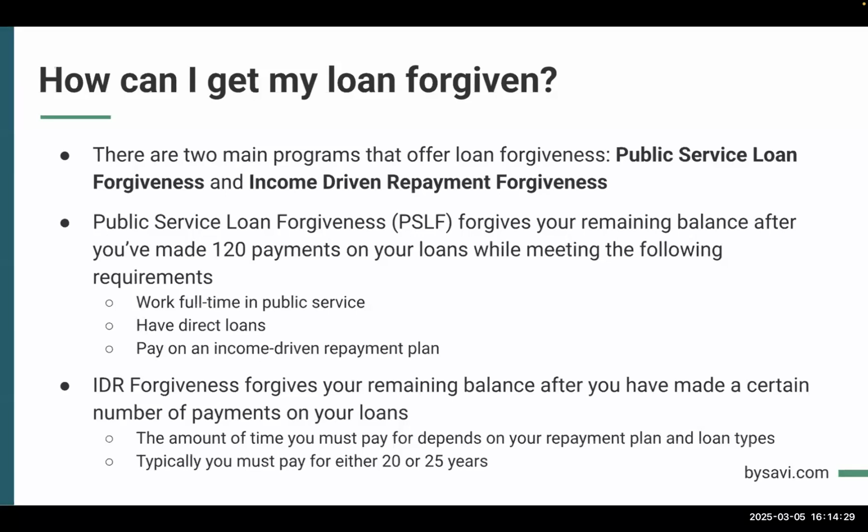Income-driven repayment plan forgiveness forgives your remaining balance after you've made a certain number of payments on your loans. The amount of time you must pay for depends on your repayment plan and loan types, and typically you must pay for either 20 or 25 years.